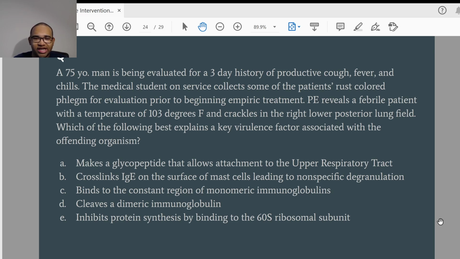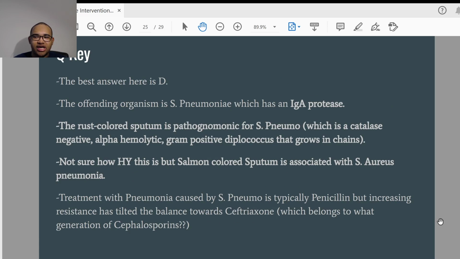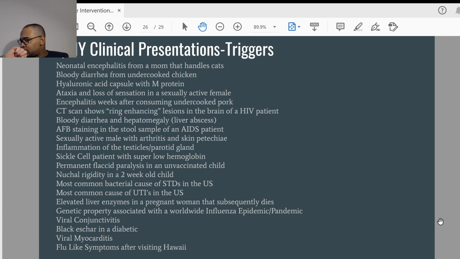Remember, this is just one nice way that the MBME can integrate immunology and microbiology. They love to make those integrations on exams. Okay, and again, strep pneumo treated with ceftriaxone. Remember, it's a third-gen cephalosporin. So I'm going to keep going.